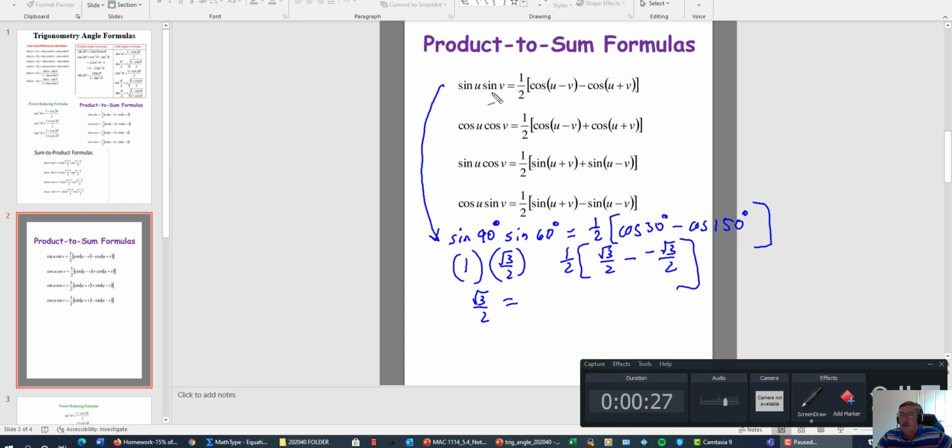You can take any two angles, radians, degrees, put them in these formulas, ladies and gentlemen, and you will get 1/2 times, remember subtracting a negative means add, 2 times the square root of 3 over 2, which the 2's reduce to 1, and you get, voila, the square root of 3 over 2. And this would work with any of the formulas that we've done.